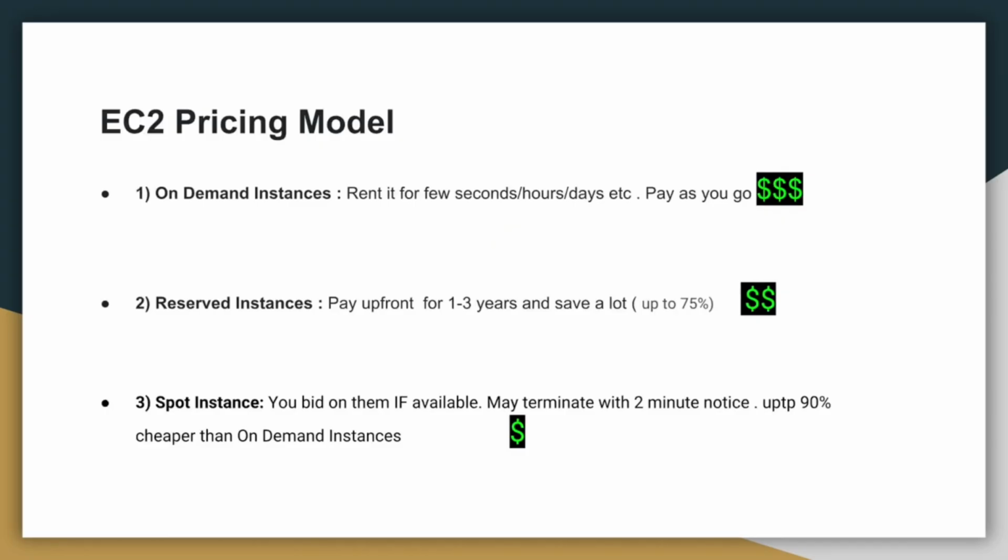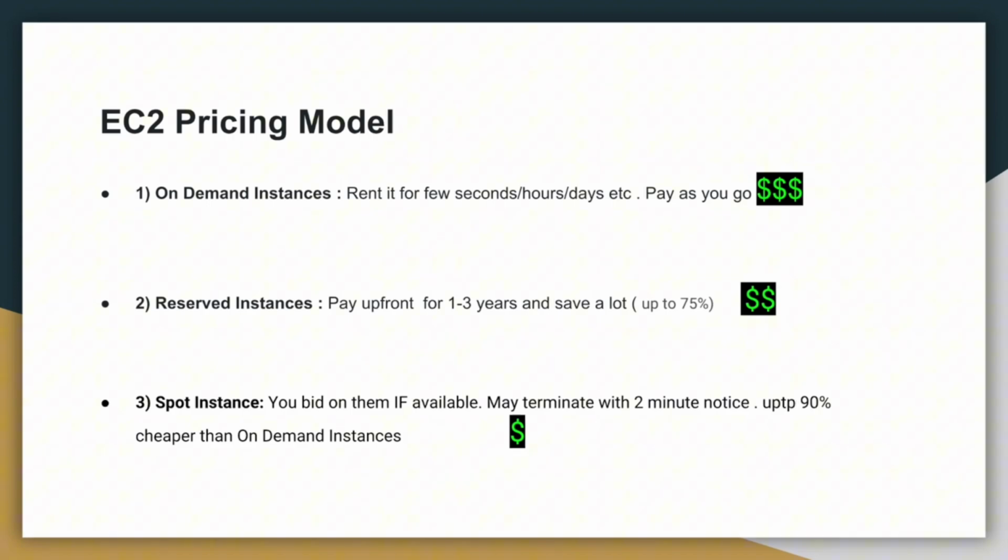Let's look at number 7 now. The EC2 pricing model. You have to know about the EC2 pricing model. The EC2 service gives you 3 pricing models. One of them is on-demand instances. This is where you rent your EC2 instances for a few seconds or hours or days. You just pay as you go. It's going to be expensive. This is the most expensive option because you're just paying as you go.